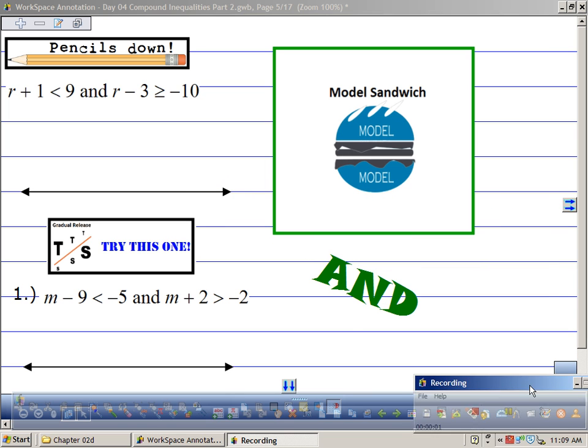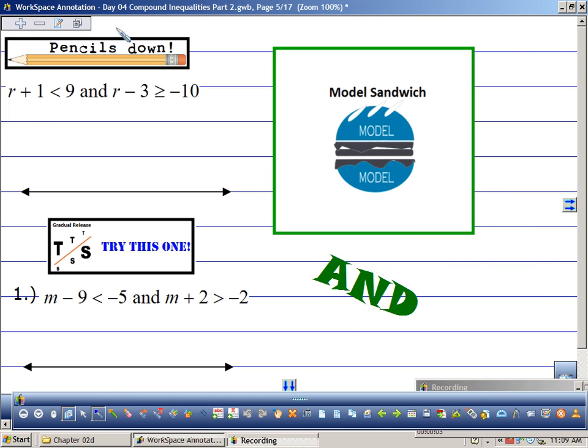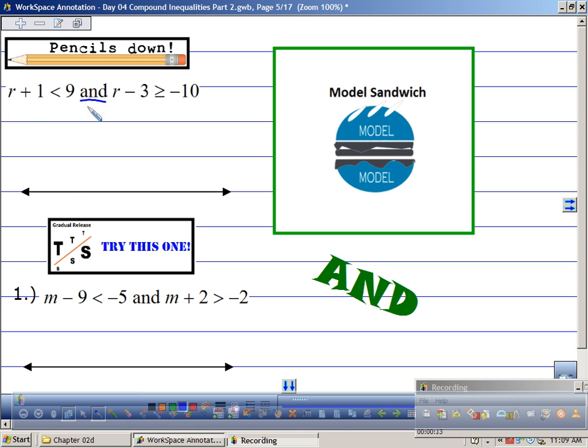Talk about compound inequalities. So this statement is saying I've got two different conditions going on. I've got r plus 1 is less than 9 and r minus 3 is greater than or equal to negative 10. So if I were to solve each one of these individually, I would subtract 1 from both sides.